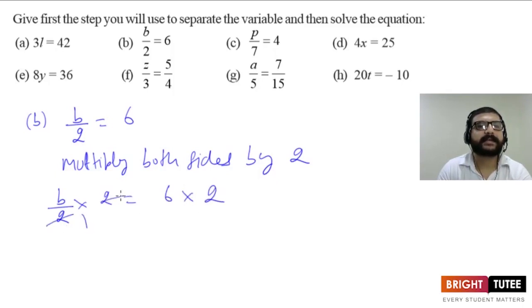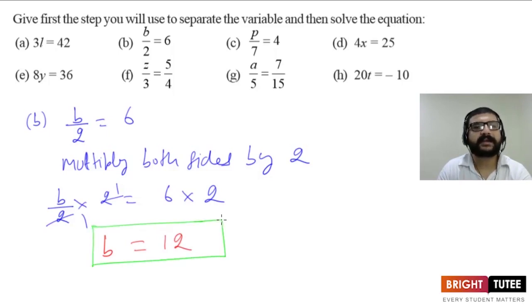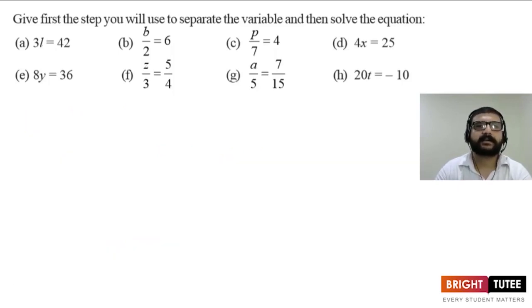Now this 2 will be cancelled out with this 2. Now we are left with b here on the left side, and this is equal to 6 into 2 which is 12. So therefore the final value of b is 12, or the final solution of this equation is b is equal to 12.